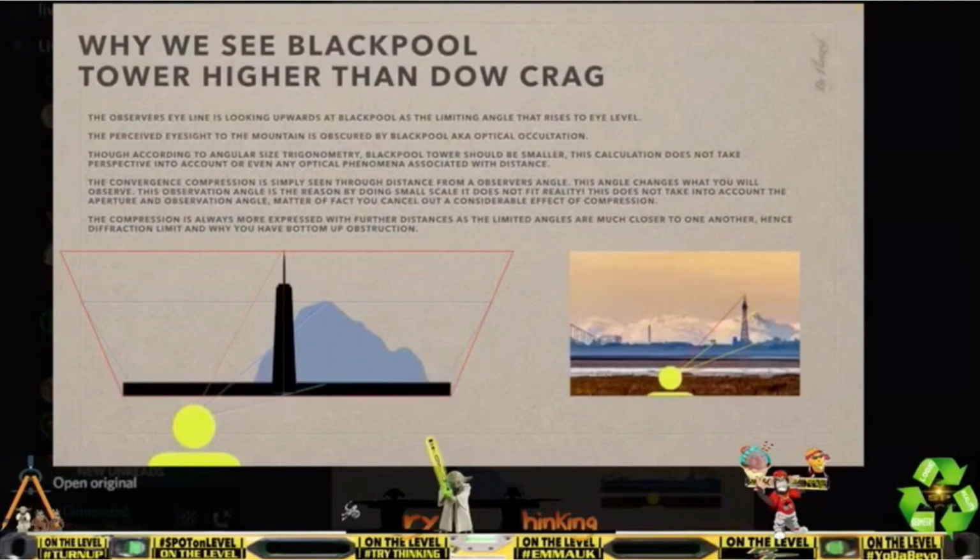The angle changes what you will see and what you observe. The observation angle is the reason why doing it small scale does not fit reality. This does not take into account the aperture and the observation angle. Matter of fact, you can cancel out a considerable effect of compression. The compression is always more expressed with the further distances, as the limited angles are much closer to one another, hence diffraction limit, and why you have bottom-up obstruction.